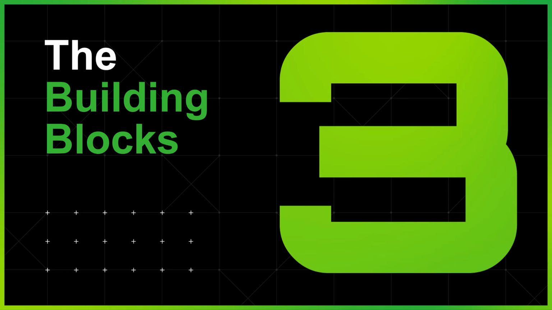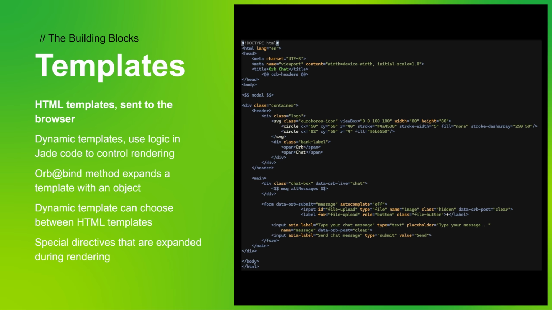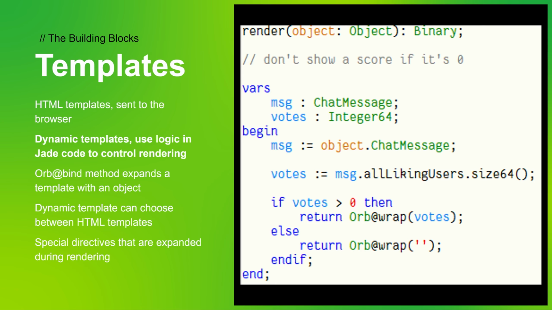And we'll cover the various building blocks that you would use to construct your Orb application. Templates are the major building block. These can be HTML templates, a full layout sent to the web browser, or a template can be a snippet of HTML used to format data. Dynamic templates allow you to use Jade code to determine what the output will look like in the web browser. So in this example, we're outputting a number, but only if that number is greater than 0, otherwise we output nothing.